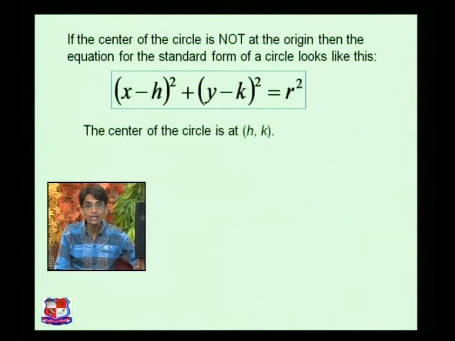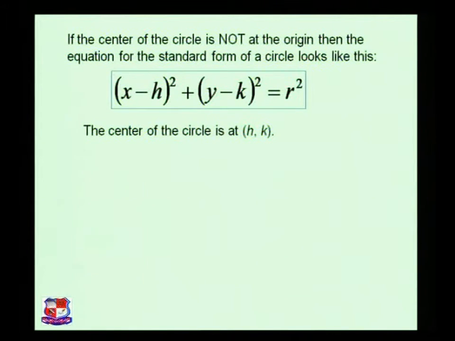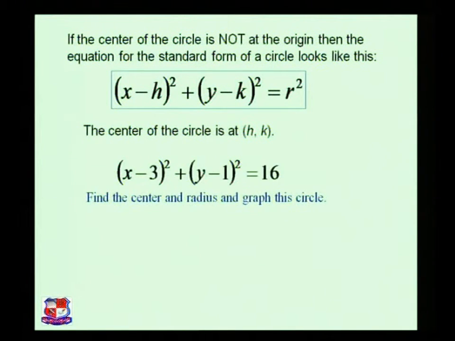So this is the center radius form, which is (x minus h) whole square plus (y minus k) whole square is equal to r square, where (h, k) is the center of the circle and r is the radius of the circle. This is called the center radius form of the circle.